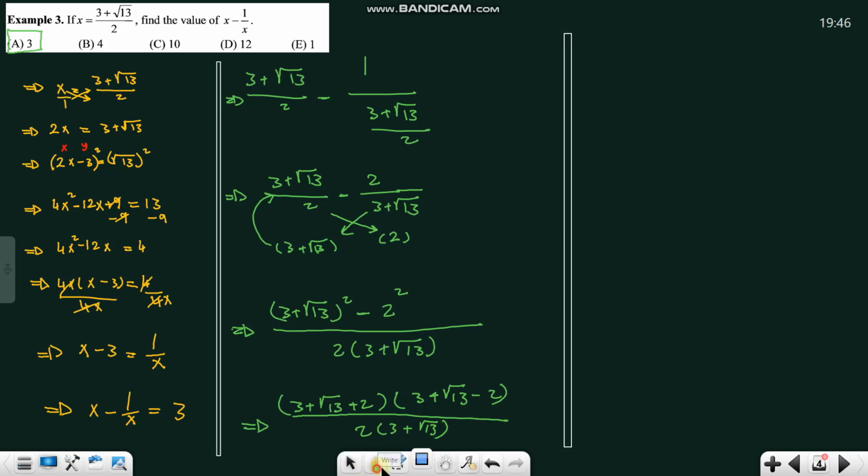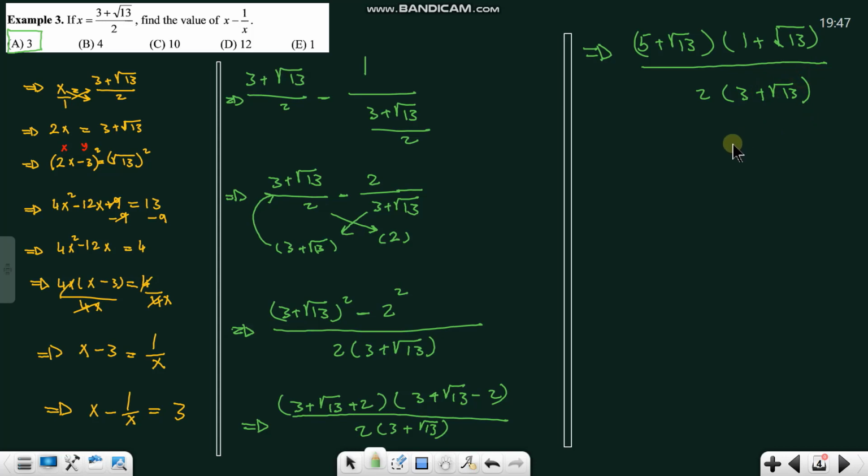Now, let's take the next step. What do I have here? 3 plus 2 is going to be 5, so I have 5 plus square root 13 in the parentheses, of course. And this one is going to be what? 1 plus square root 13, over 2 times (3 plus square root 13).